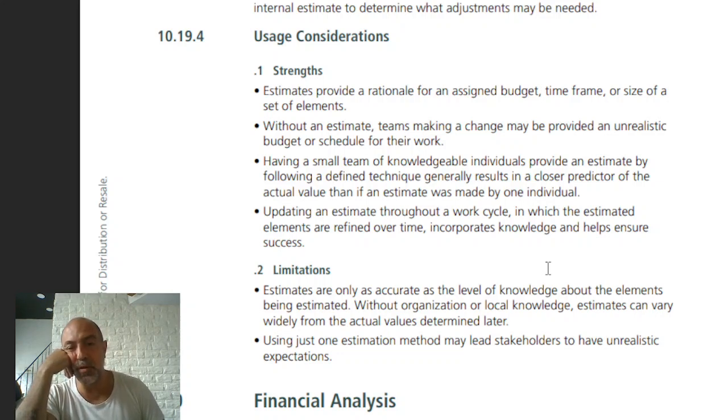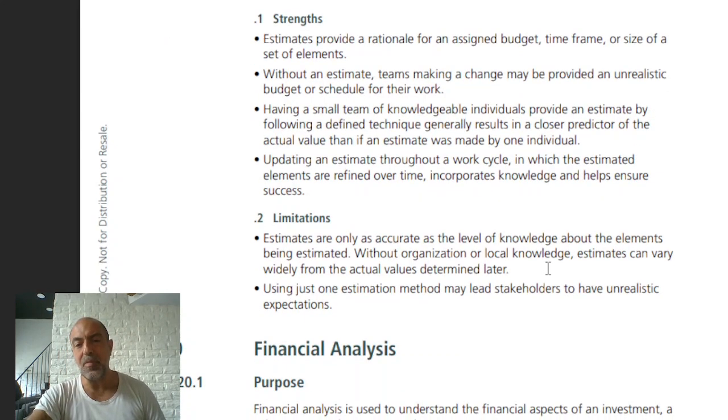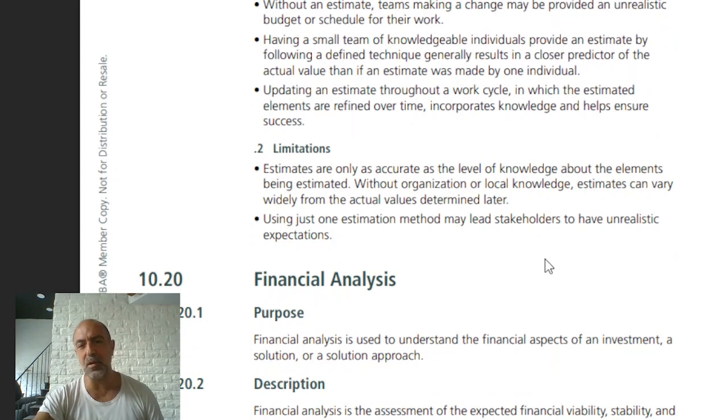Having a small team of knowledgeable individuals provide an estimate by following a defined technique generally results in a closer predictor of the actual value than if an estimate was made by one individual. Updating an estimate throughout a work cycle, in which the estimate elements are refined over time, incorporates knowledge and helps ensure success, right? Because you're always evolving and understanding how you're making decisions and how you're estimating, and you're repositioning yourself. The limitations are that they're only as accurate as the level of knowledge that they have.